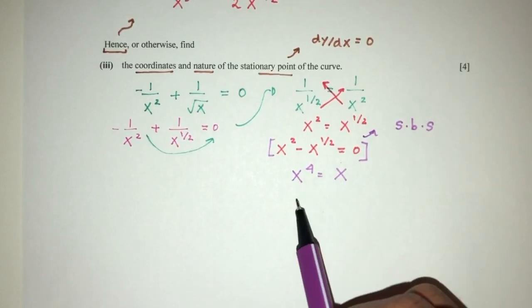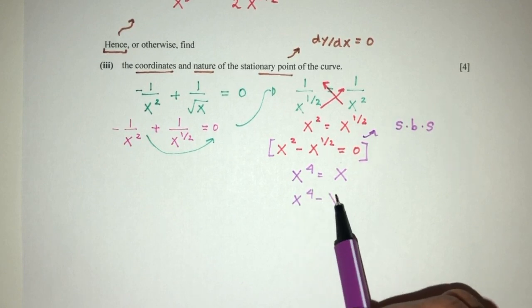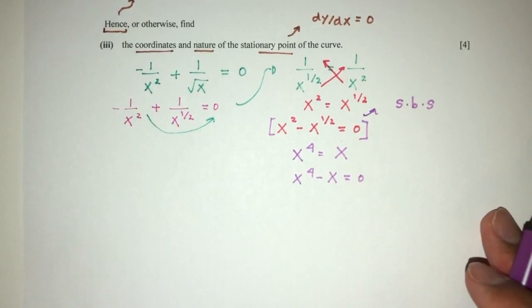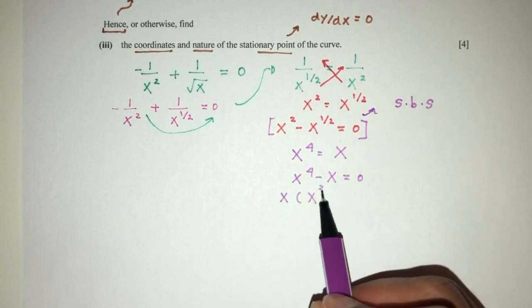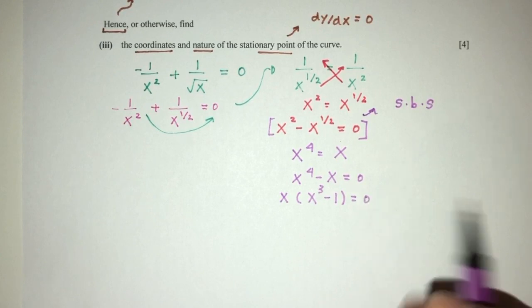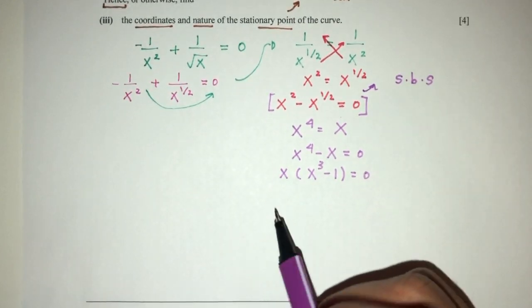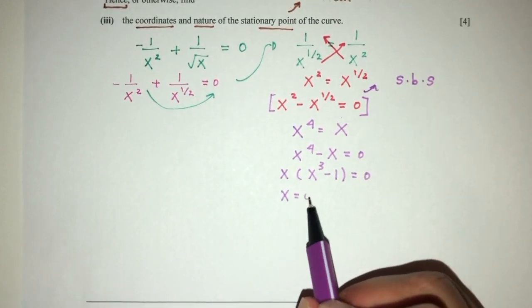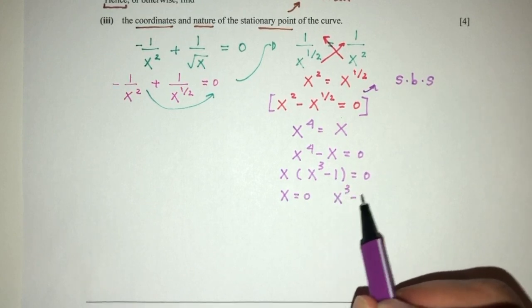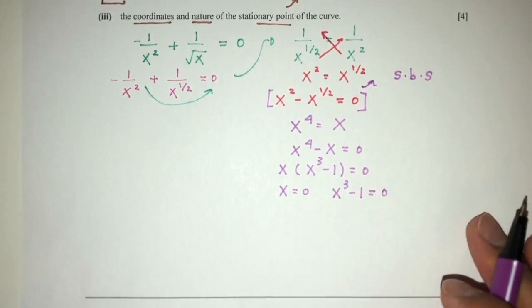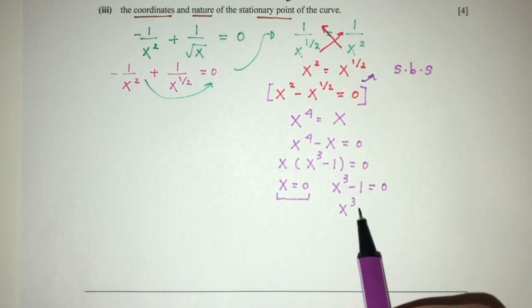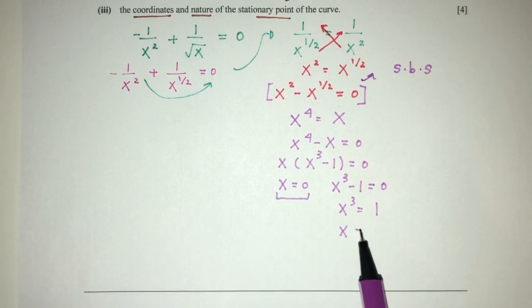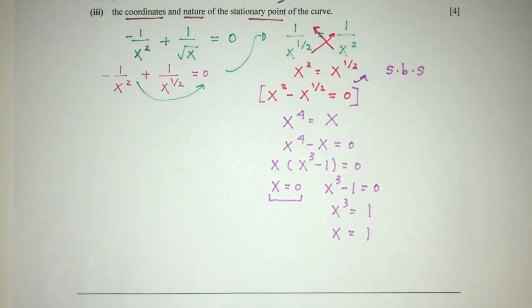Now we send x over here, you will have x power 4 minus x is 0. Now I can factorize. That will become x times (x power 3 minus 1) is 0. Now simplify. That will become x is equal to 0 and x power 3 minus 1 is equal to 0. So here we have my first point, and this is my other point. So x has to be the value of 1. These are my two x values for my stationary points.